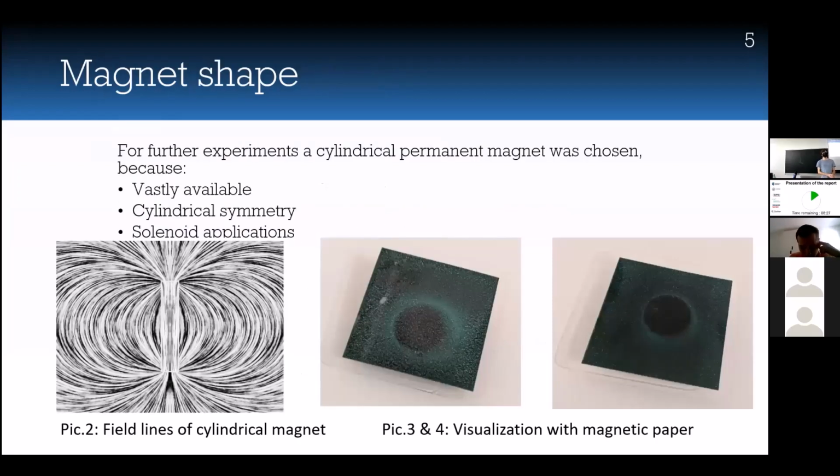So first of all, let's visualize the magnetic field of our magnet. I decided to concentrate on cylindrical magnets due to the symmetry and availability. So on the left, you can see the theoretical model of such a field, and then on the right, the representation of the same field using magnetic paper.